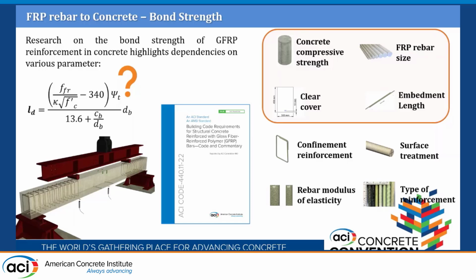The current parameters in the ACI 440.11 equation incorporate the concrete compressive strength, the FRP rebar size or diameter, the clear cover, and the embedment length. But if we compare this equation with other expressions such as the steel equation, we know that confinement reinforcement could be an important parameter. Surface treatment is another, as we could have different types of surface treatment. Some authors have stated that the rebar modulus of elasticity could really affect through the axial stiffness, and also the type of reinforcement, as this equation was based mainly on GFRP rebars. Not right now in the 440 code, but in the 441R that includes basalt or carbon, we could have differences between different types of rebars.